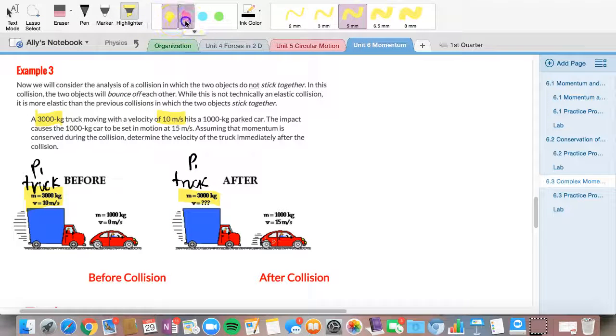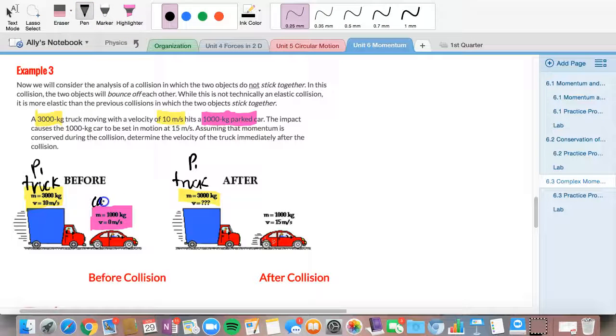We keep reading. It hits a 1,000 kilogram parked car. The impact causes the car to be set in motion at 15 meters per second. So I pause here. It said it hits a parked car. What does the parked mean? Parked means it's not moving. So P2, or my car, has a mass of 1,000 and a velocity of 0.